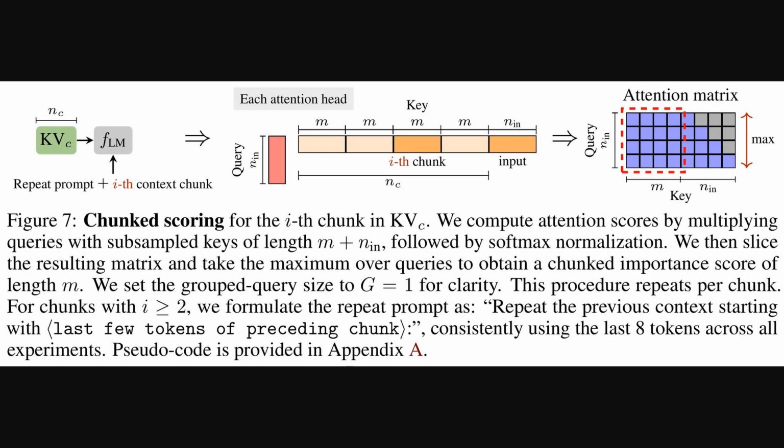Okay, so we've seen that this reconstruction process is great at finding what's truly important. But there's a practical catch. For a really long document, calculating those attention scores across the entire thing at once would be a massive computational headache. This figure shows the clever solution, which is called chunked scoring. Instead of looking at the whole context at once, KVzip breaks it down into smaller, manageable chunks. It then calculates importance scores for each chunk individually, which keeps the memory and compute costs from exploding, making the whole method practical for extremely long documents.